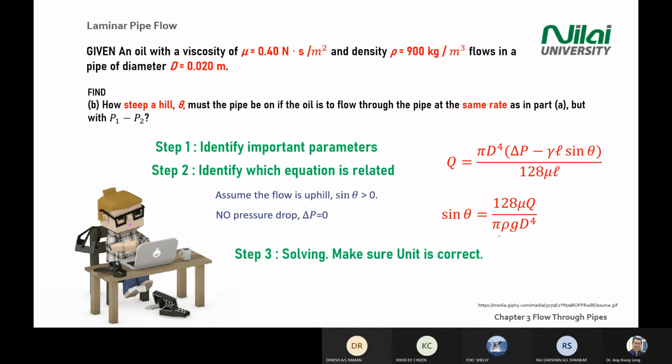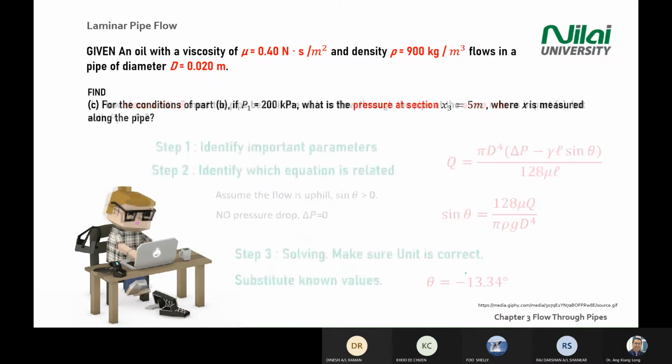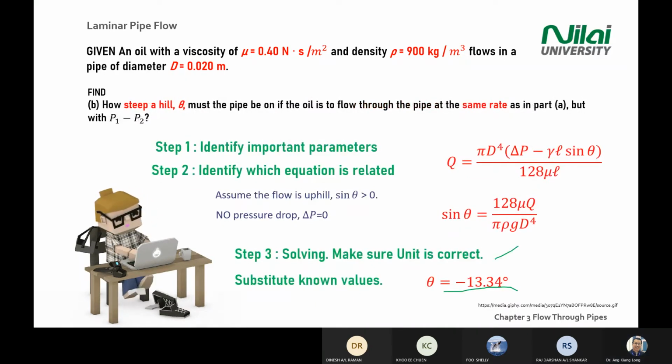Okay. So you substitute, you use your calculator, you manage to find theta equal to negative 13.34. What do I mean by negative?